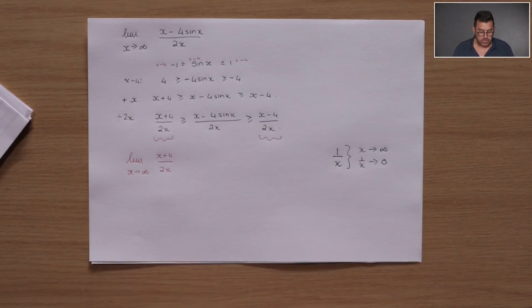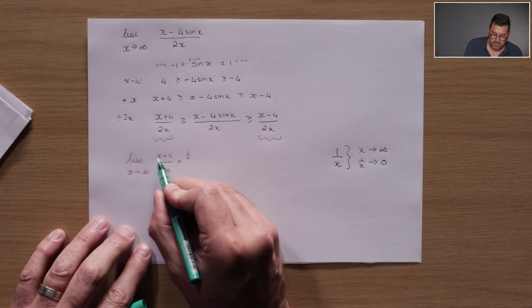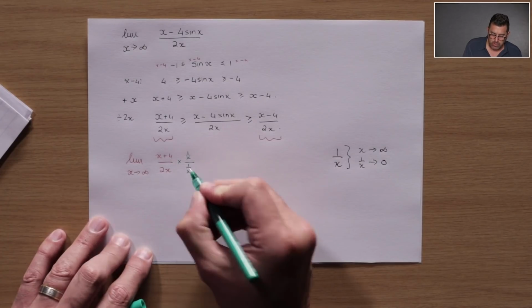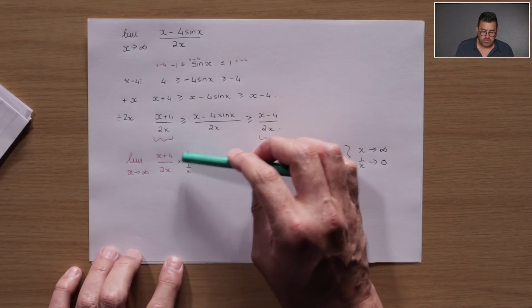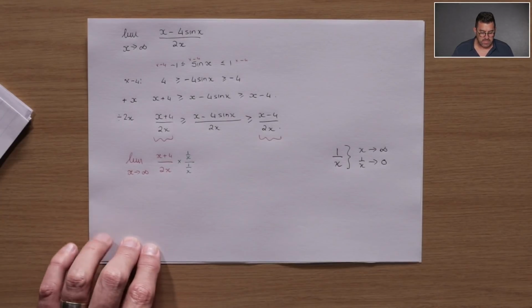So what am I going to do? I'm going to multiply the top with 1 over x. So in other words, I'm dividing everything there with x. And I do the same with the bottom. Why do I need to do the same? Because I need to multiply with 1 so that I don't change the value of what I had initially.